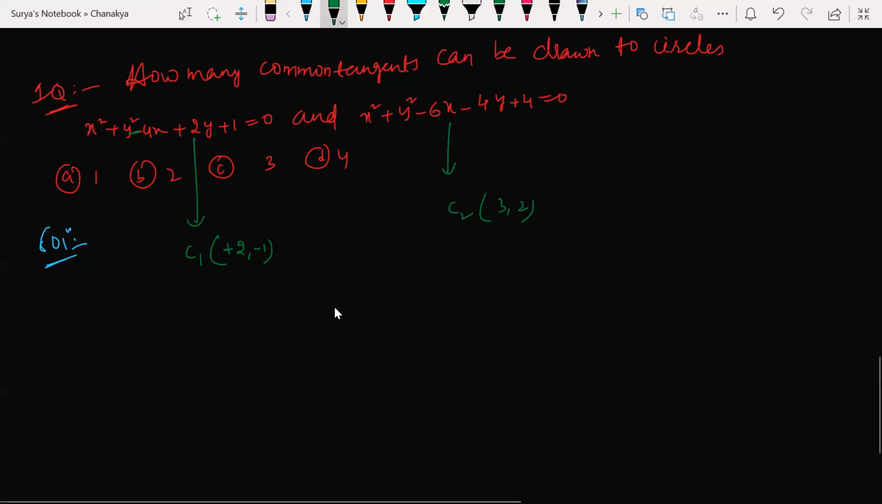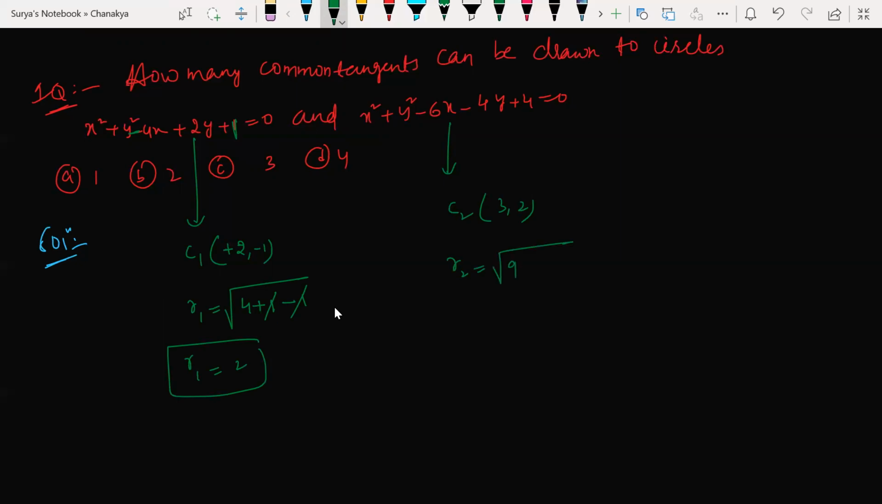All right. So if center 1 is this one, then what is the radius 1? 2 square is 4 plus minus 1 square is 1, minus c. What is c here? 1, right? Minus c, so plus 1 minus 1 will get cancelled. R1 is equal to 2. Now what is R2 here? 3 square is 9, 2 square is 4, minus c. C is 4, so 4 will get cancelled. R2 is equal to 3. Am I clear, children?